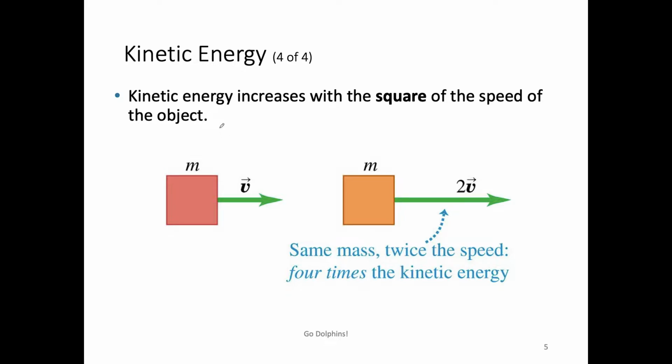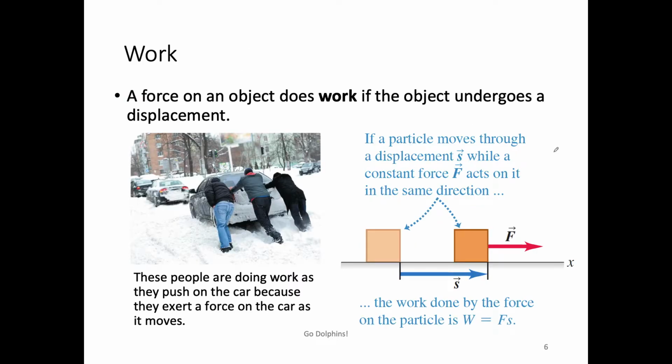So let me write it in equation. This one, kinetic energy is 1/2 mv squared. And for this one it is 1/2 m (2v) squared, which is 1/2 mv squared times 4. This is kinetic energy. Now we move on to another topic, work.